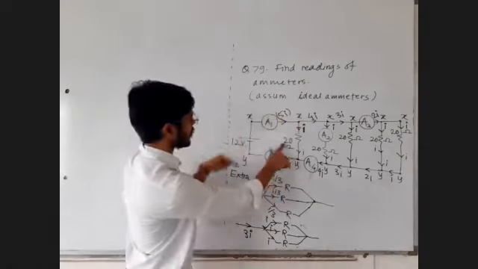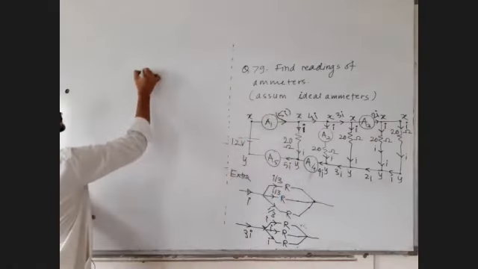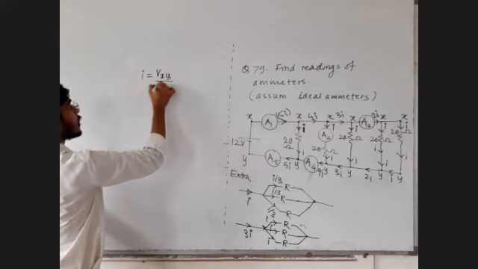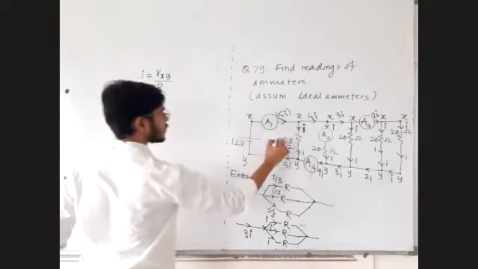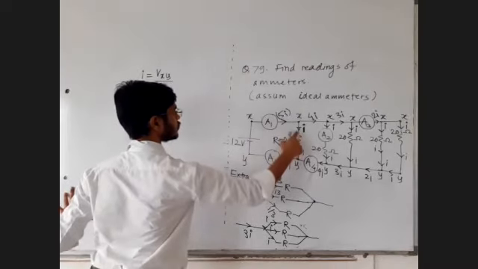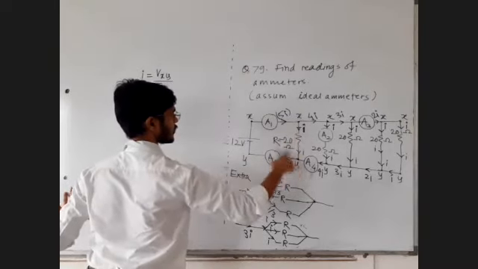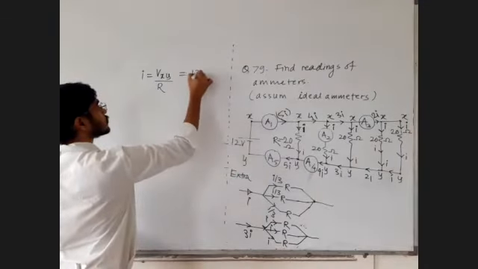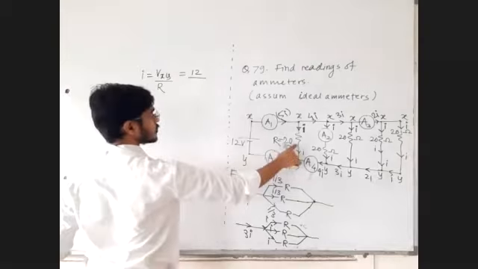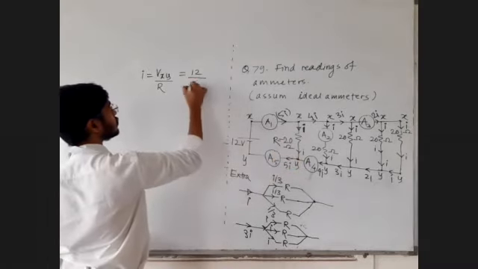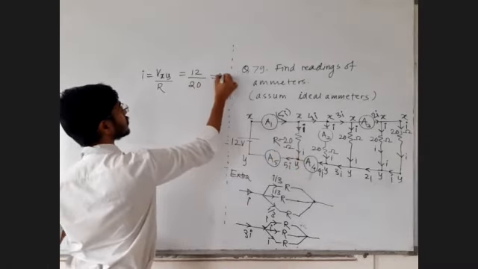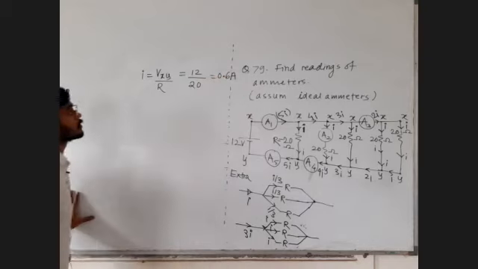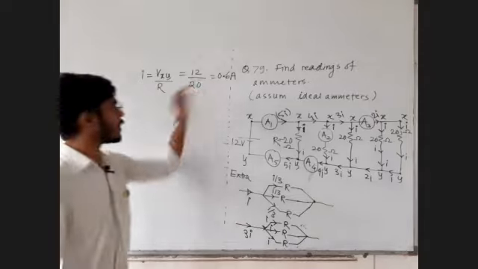Potential difference upon resistance. Potential difference between point X and Y upon resistance R. What is potential difference between points X and Y? X and Y potential difference is 12 volt, divided by, what is the resistance? 20 ohm. Answer will be 0.6 ampere.